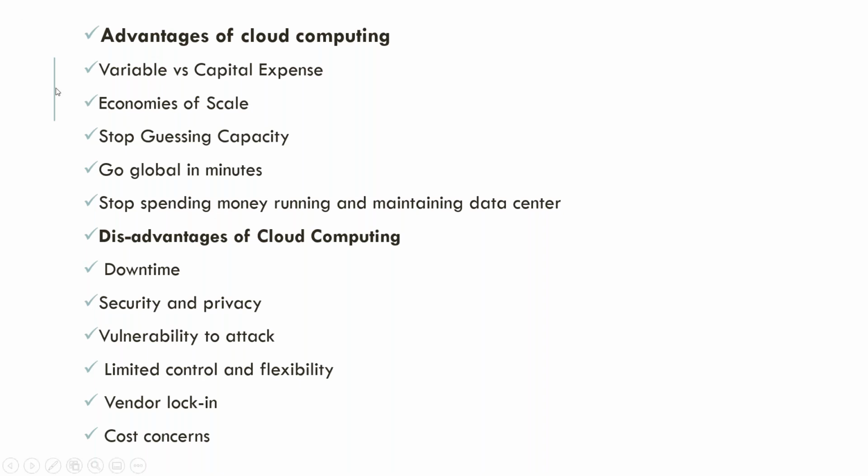So that is the economic scale, and stop guessing capacity. As everything is made available, ready made, we don't need to bother about the capacity. Let us assume you have a company, and in the third year you are doubling the capacity, so the infrastructure or the load is doubled. If it is in a physical data center, you have to procure all the infrastructure, and it takes a lot of time, right? But in cloud, we can directly spin an instance within minutes. If you want to increase your infrastructure, you can just select that option and spin that infrastructure. This enables my deployment to go live in minutes.